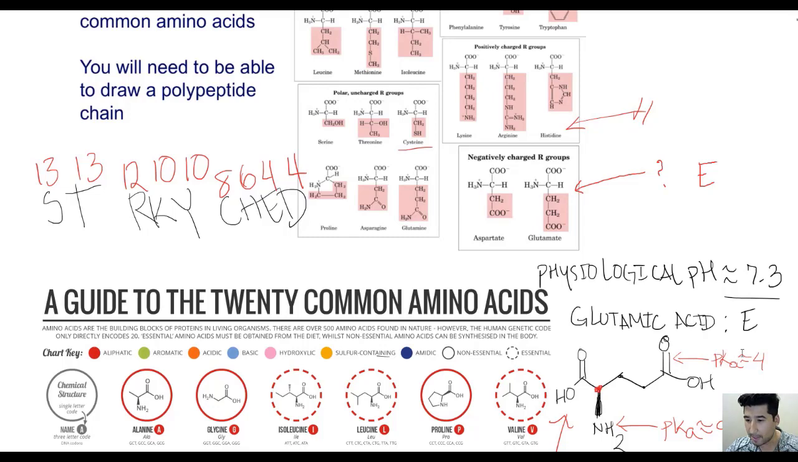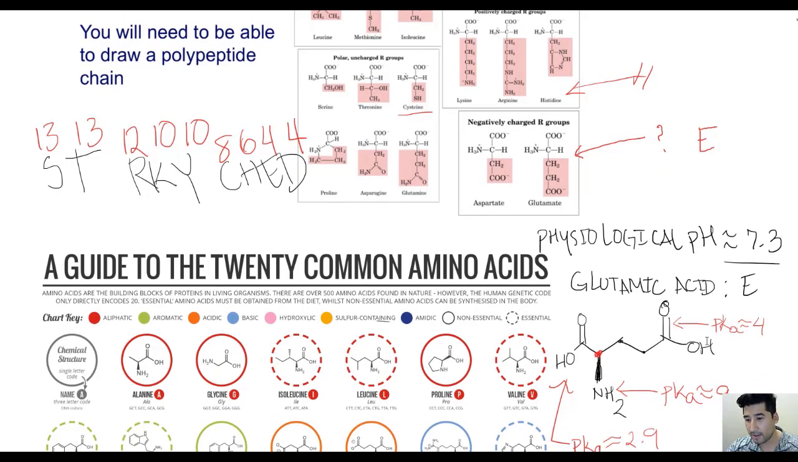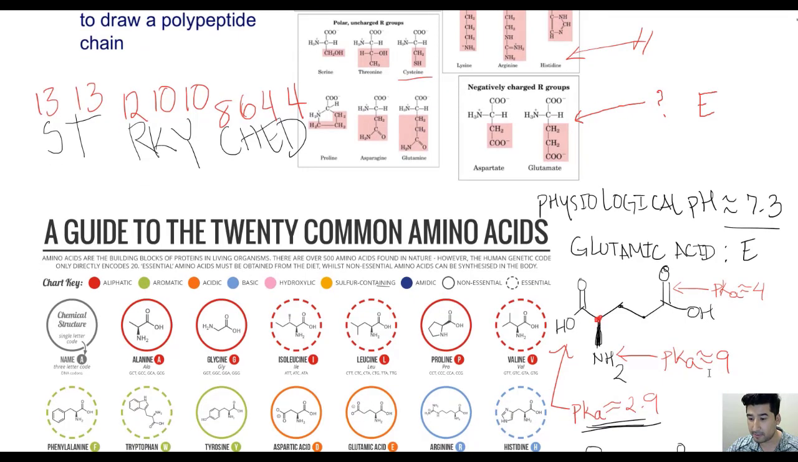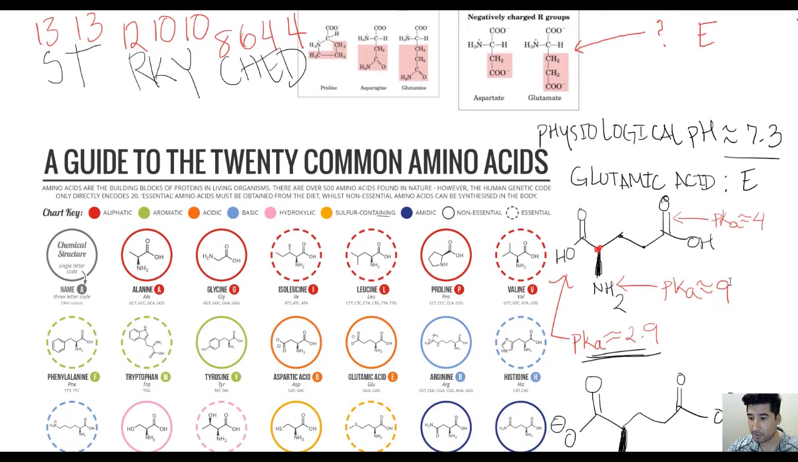So if we look at glutamic acid right here, the proton can leave, right? That's how we drew it. We drew it with the proton already gone because of the pH. The pH was 7.3, which was greater than the pKa of 4, so we had to deprotonate it. Thus, it's an ionizable proton. It's a proton that can easily leave.